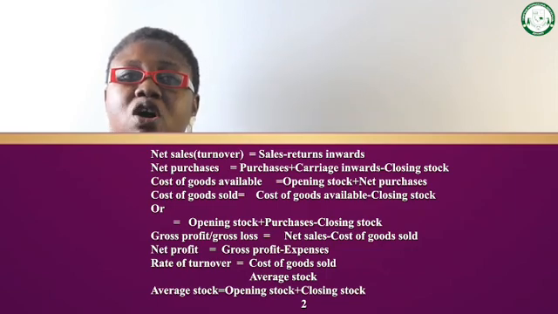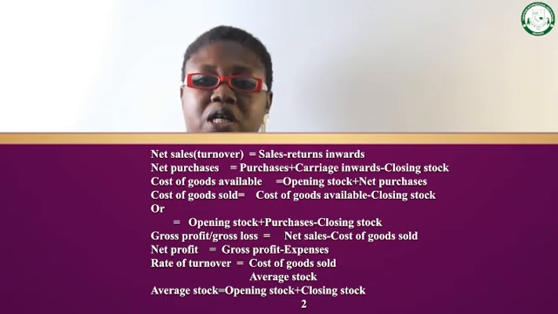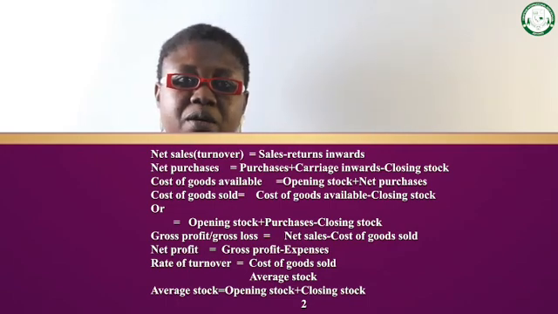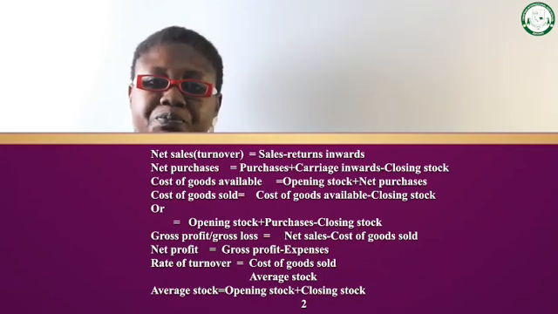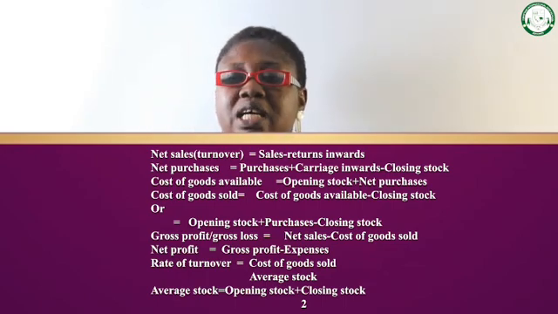And then to calculate cost of goods available, you add opening stock plus purchases. Opening stock plus net purchases will give you cost of goods available.